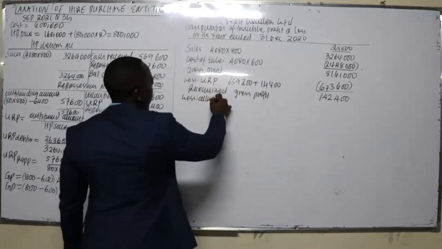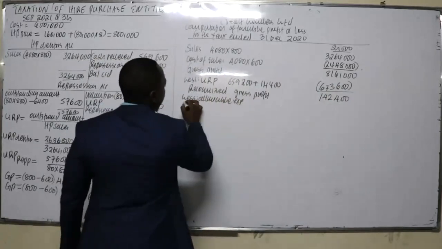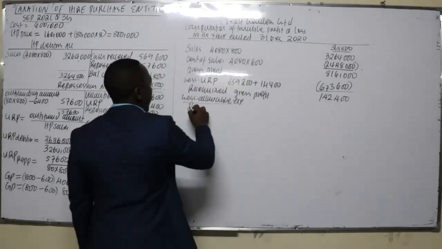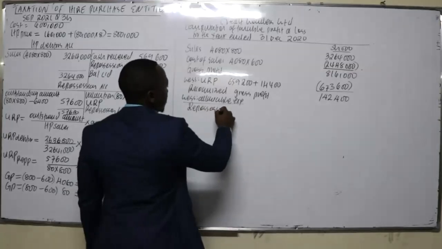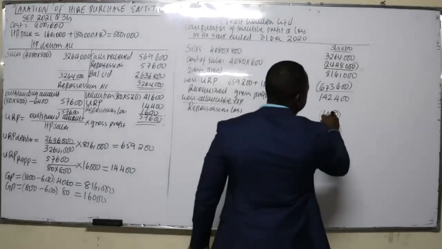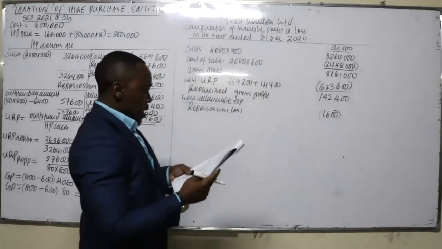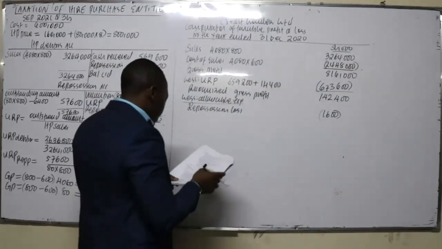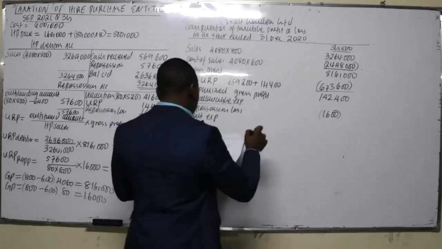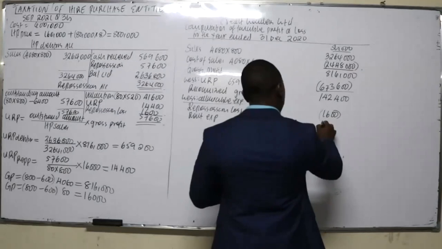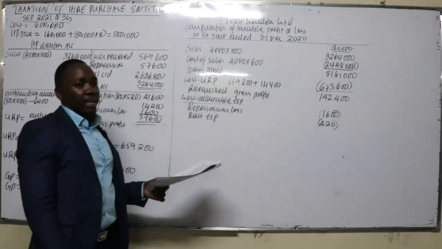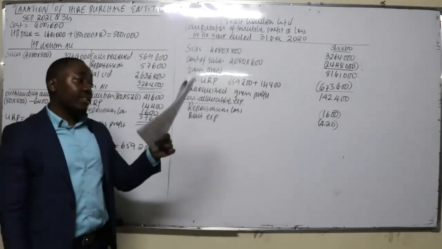Less allowable expenses. One, there is repossession loss. That one is an operating loss. Repossession loss, an amount of 1.6. Note number 5, expenses incurred in the course of the year included rent expenses, an amount of 420. Kindly be very keen, don't indicate 20,000. You see our figure is 14,000.